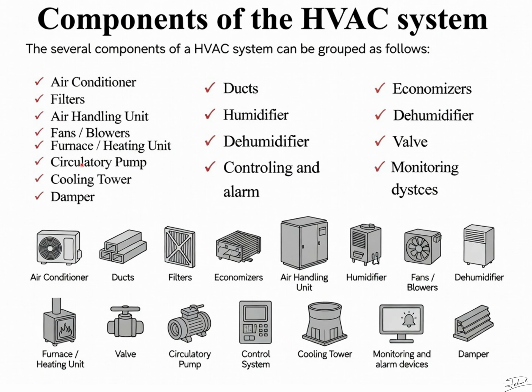So now let's dive into the basic components of the HVAC system. There are several components of an HVAC system like air conditioner, filter, air handling unit, fans, blowers, furnace, circulatory pump, cooling tower, damper, ducts, humidifier, dehumidifier, controlling and alarm, economizer, valve, monitoring devices, etc. So let's see the components.